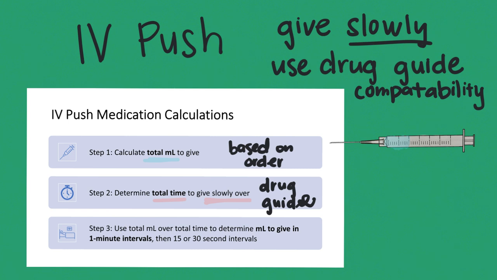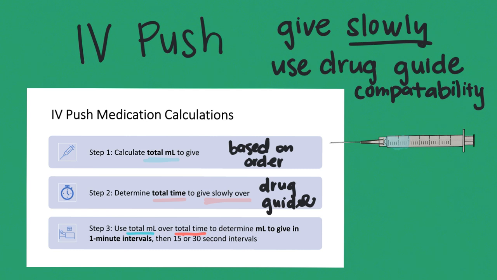And then our third step is to use the total milliliters from step 1 and the total time from step 2 to determine the intervals, how much to give in each interval. So you can see here, you use the total milliliters and then you use the total time to determine the milliliters per minute and then into 15 or 30 second intervals.